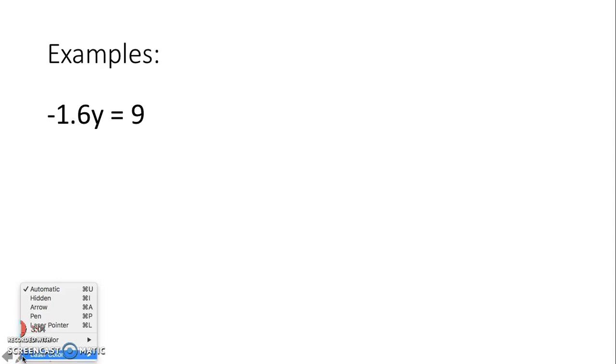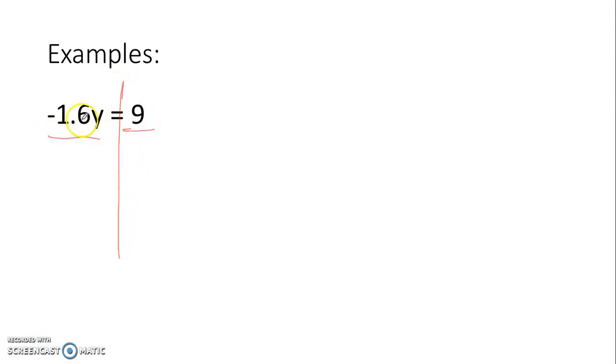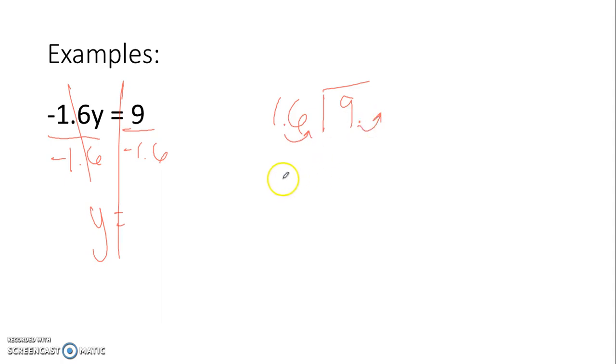Alright, so now we have negative 1.6y is equal to 9. So let's take a look. We draw our line down the equals, and we need to get rid of this negative 1.6y, isolate the variable by division. These cancel out, so we get y is equal to 9 divided by 1.6. Well, we want to get rid of this decimal point, so we need to move it over on both parts of the equation. So now we have 16 divided by 90.